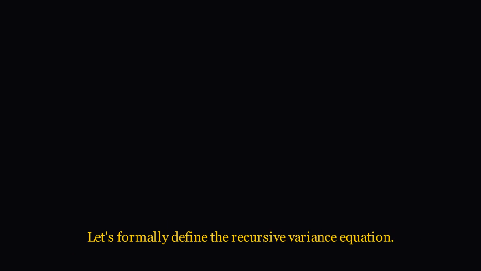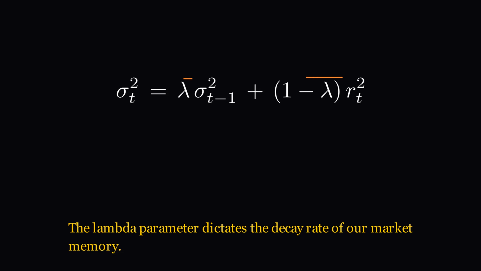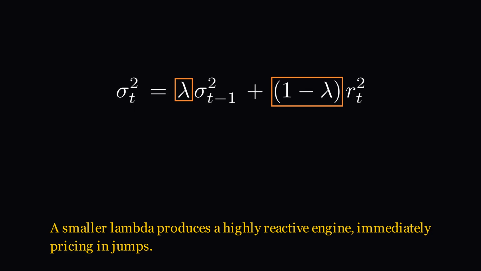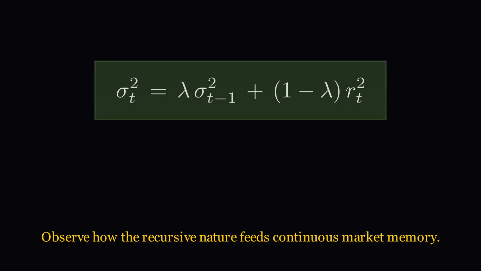Let's formally define the recursive variance equation. Current variance is a weighted sum of the previous variance and the squared current return. The lambda parameter dictates the decay rate of our market memory. A smaller lambda produces a highly reactive engine, immediately pricing in jumps. Observe how the recursive nature feeds continuous market memory.